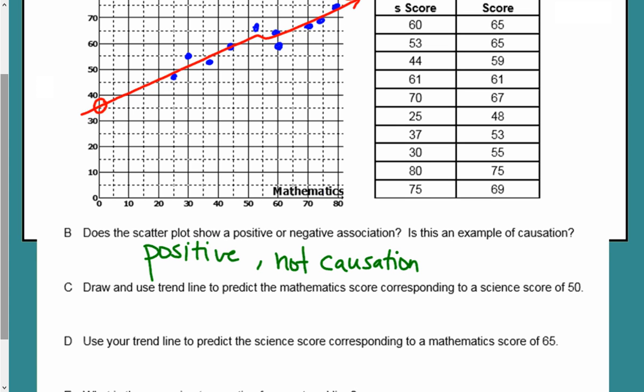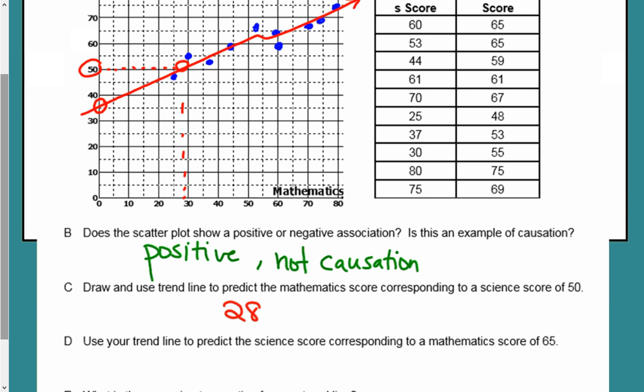So they want to approximate a science score of 50. So I'm going to go over here. Science was on the y-axis. I'm going to read across, and it hits right here. That would be something like maybe a 28 in math, okay? We don't know the exact score, and again, it will vary a little bit.